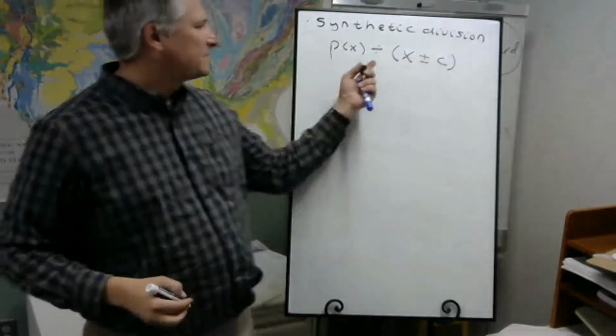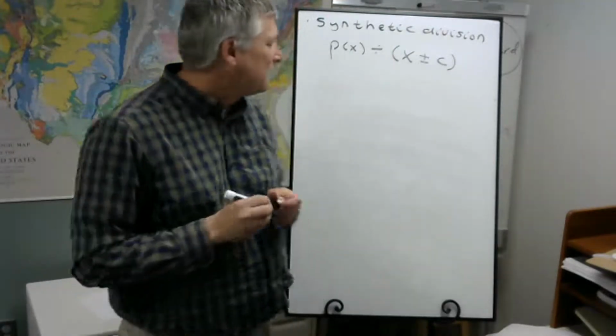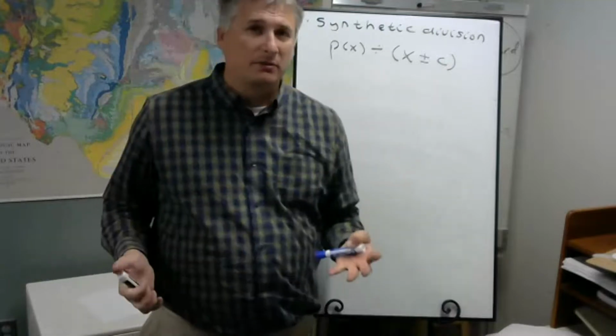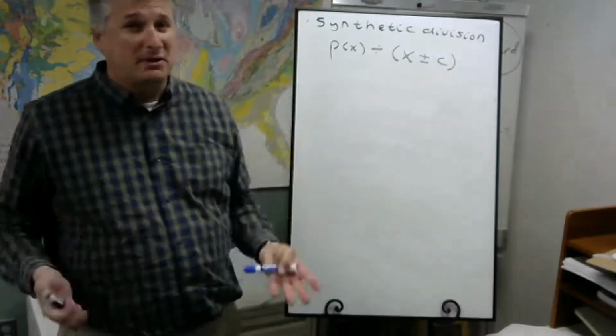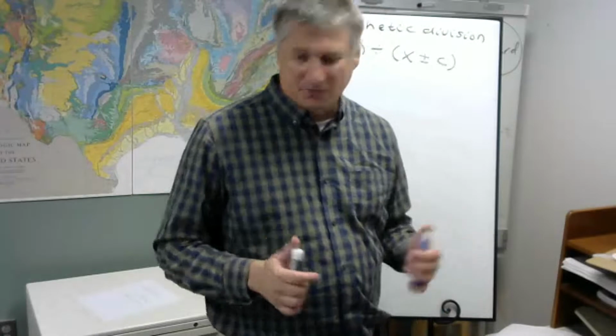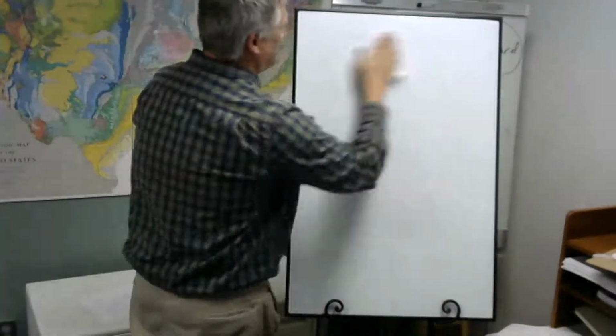We have p of x divided by x plus or minus a constant. And this is the particular kind of division we end up doing with synthetic division. And it just makes things faster. It's kind of a super shortcut. So let me give you an example of how this procedure goes. It's a little bit different. So let's say we have this.